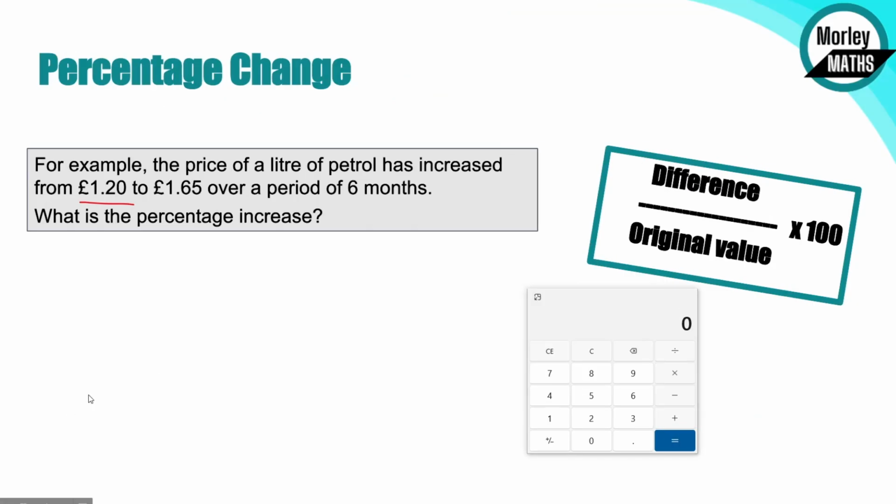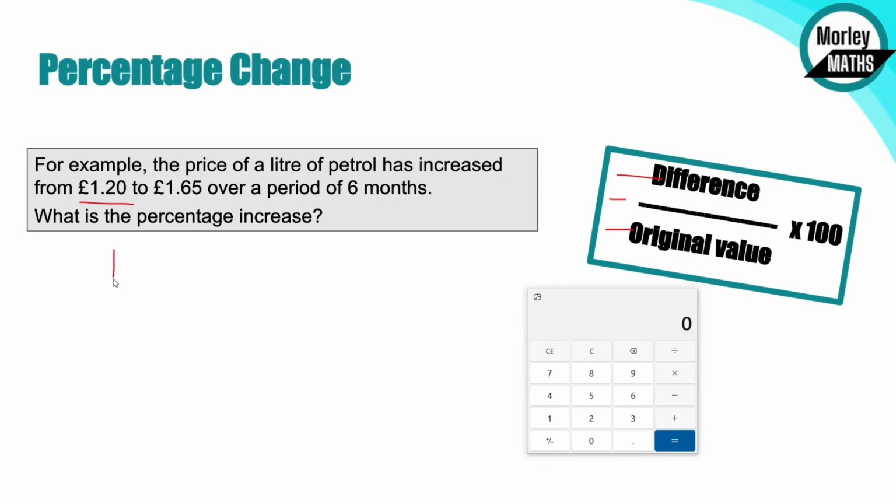So for example, the price of a litre of petrol has increased from £1.20 to £1.65 over a 6-month period. What is the percentage increase? How much has it gone up by as a percentage? The method that we use for these is to find out what the difference is between the two values, and that works the same with decreases. So work out the difference between the two, divide it by what the original value is. So you can see we've put it in a fraction here, so top divided by bottom, and then we're timesing it by 100.